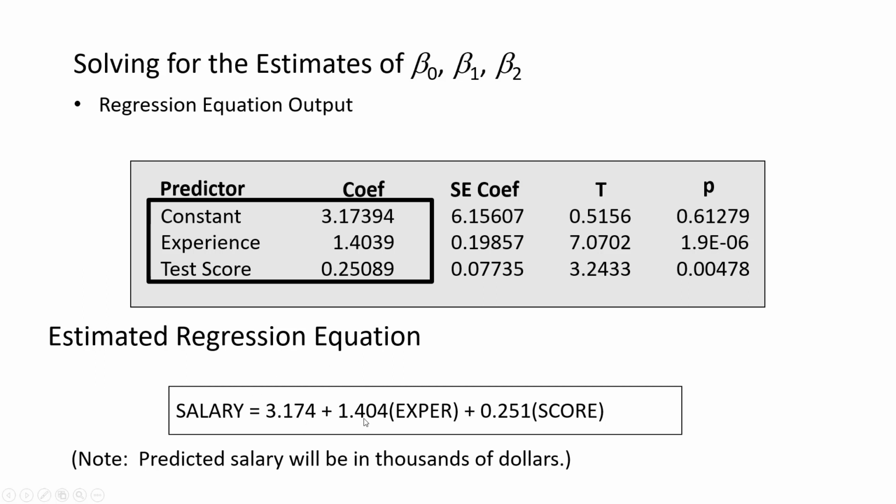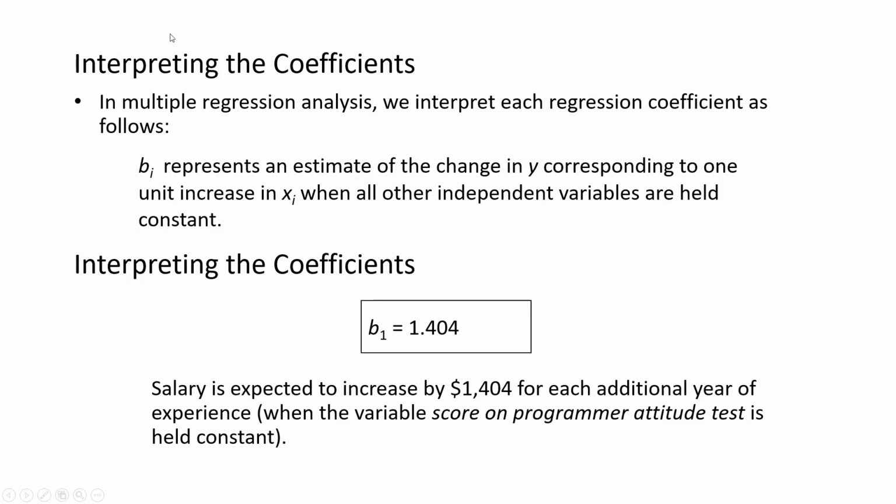So now I will further interpret these results when you construct the estimated regression equation. I already showed you x1 and x2, and how I feed in the values in order to forecast, in order to calculate the future values. So this is your estimated regression equation. In multiple regression analysis, we interpret each regression coefficient as follows: beta i represents an estimate of the change in y corresponding to a 1 unit increase in xi when all other independent variables are held constant.